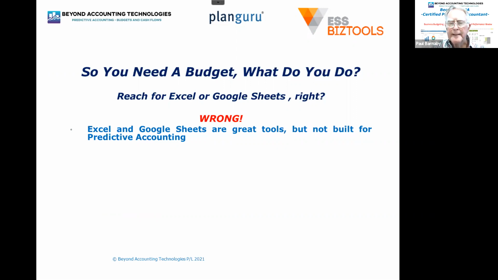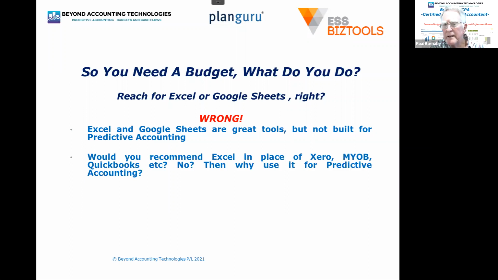An anecdote I haven't shared with you, Peter: I once struck an accounting firm, they were actually in Toowoomba, who had prepared a three-way forecast in Excel, and they'd done a pretty good job. But it wasn't just an Excel workbook. It was about 5 workbooks and 156 sheets. Imagine maintaining that. Just imagine it. And would you recommend Excel in place of Xero, MYOB, QuickBooks, etc.? If they asked you what do we use for our accounting, of course you wouldn't. Then why use it for predictive accounting? It's quite an easy decision.